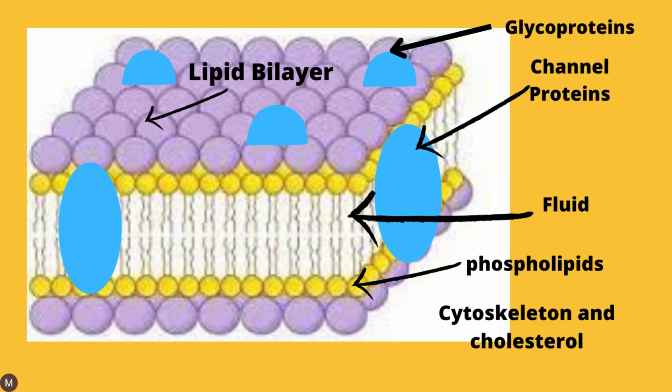In this figure, you can clearly see the purple ones are basically representing the lipid bilayer. This phospholipid bilayer is the main component of the cell membrane, and it is largely responsible for making the membrane semi permeable.